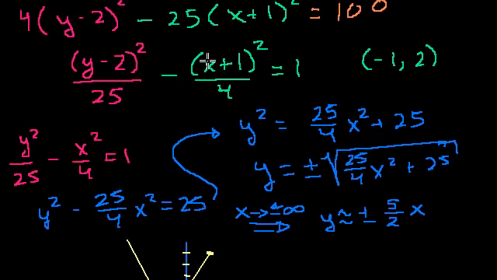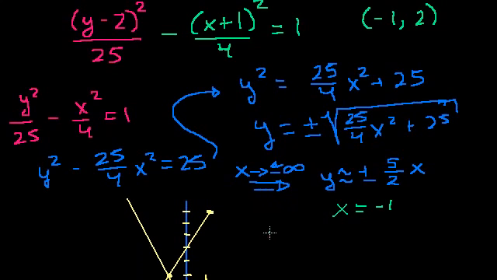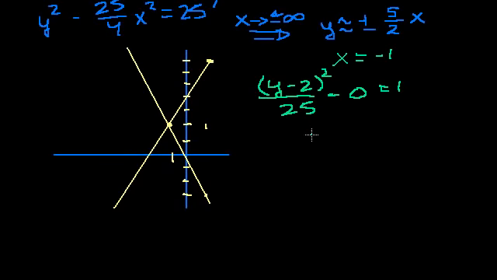So we could say that x could equal negative 1, right? If x is equal to negative 1, then y minus 2 squared over 25 will equal 1. Let's do that. If x is equal to negative 1, then what does this expression become? I don't want to lose it, so I'll write it right there. So then you get y minus 2 squared over 25. This becomes 0. Minus 0 is equal to 1. So you get y minus 2 squared over 25 is equal to 1.